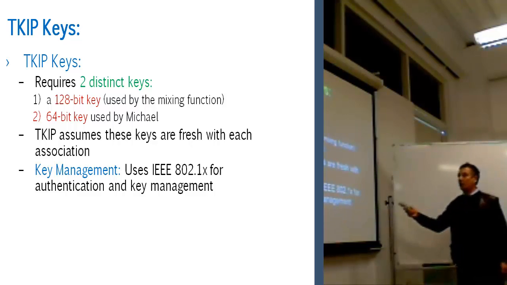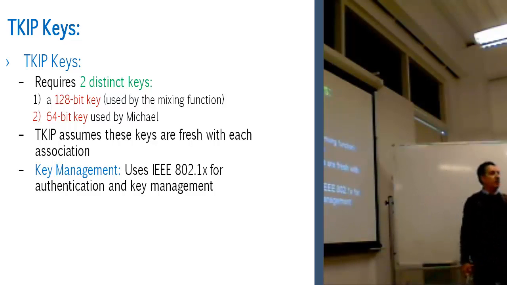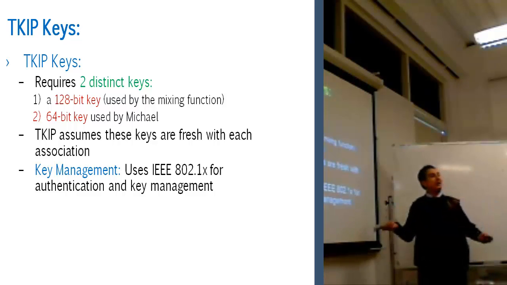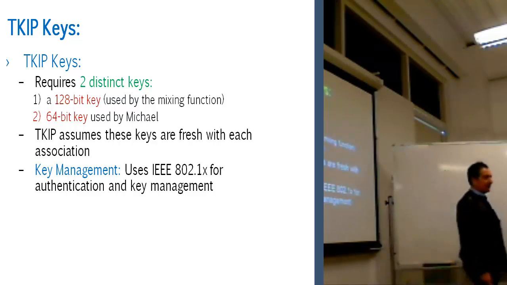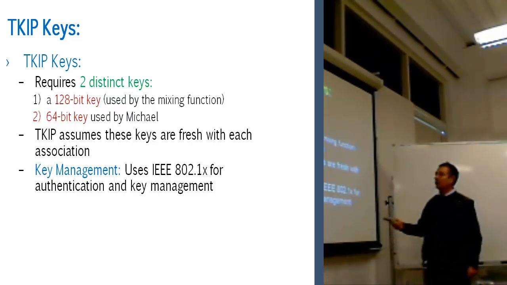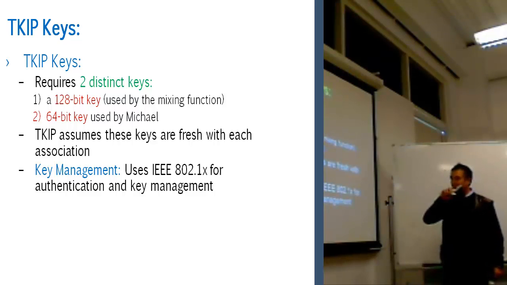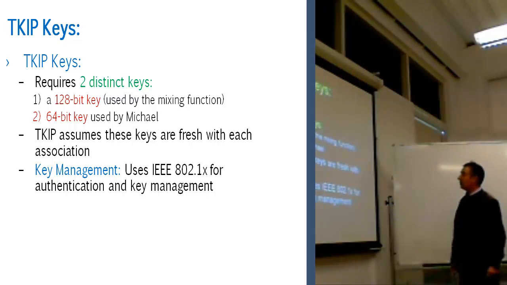So these keys are going to be fresh with each association every time. When you have a new association, you're going to have new keys definitely. And how are we going to manage these keys? How are we going to distribute those keys? It's going to be IEEE 802.1x. If you remember, we saw the packet sequencing for that one, and they are actually generating all those keys by using this IEEE 802.1x protocol. So keys are going to be generated that way, and now we will be able to use these two keys. One is a 128-bit key, and the other one is a 64-bit key for Michael.